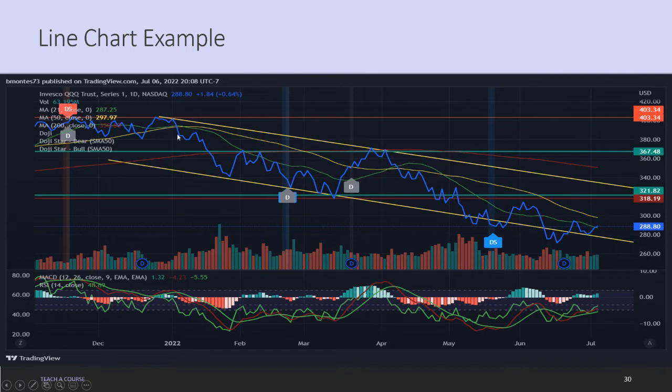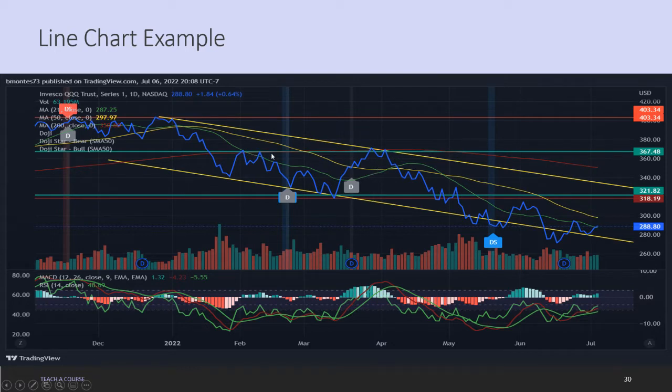You can see that it's been selling off since the beginning of 2022 down to July. So this line chart, the reason you would want to show the line chart is because it's a great way to set up lines of support and resistance. You can also do it with candlestick charting, which we'll talk about next. But I personally like to use the line chart to try and establish some of my indicators.